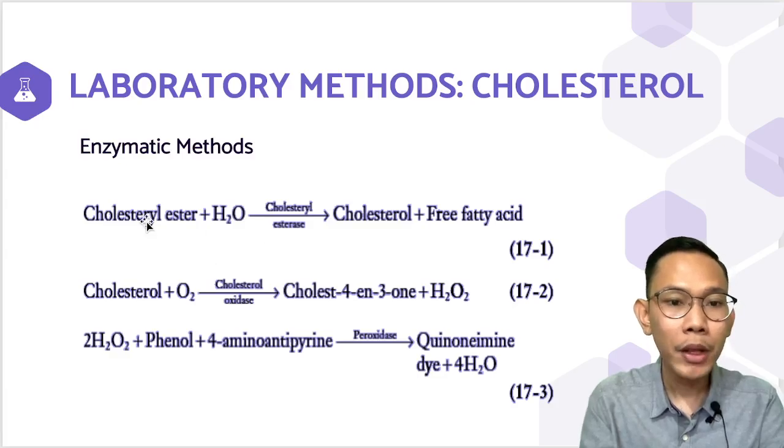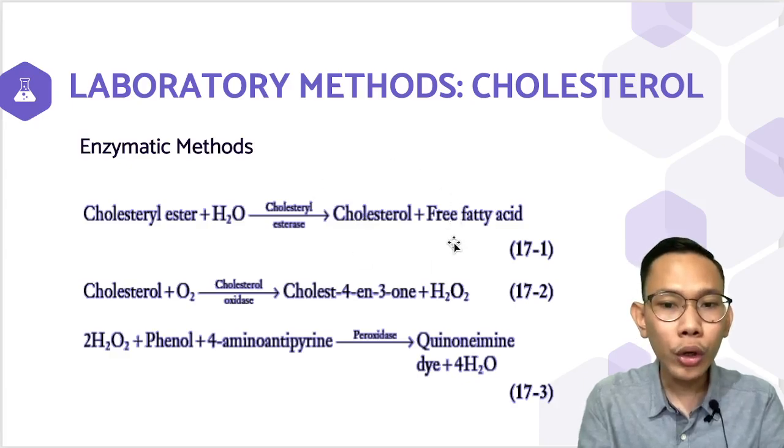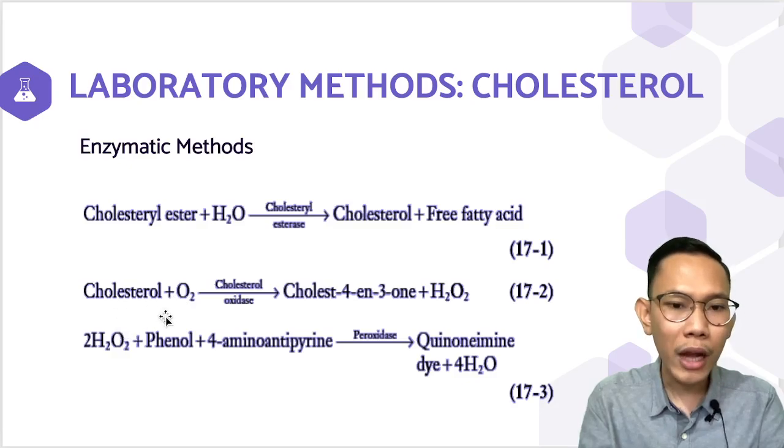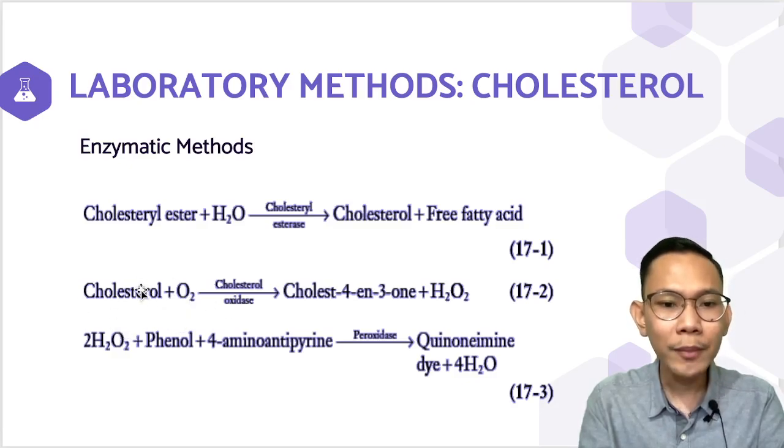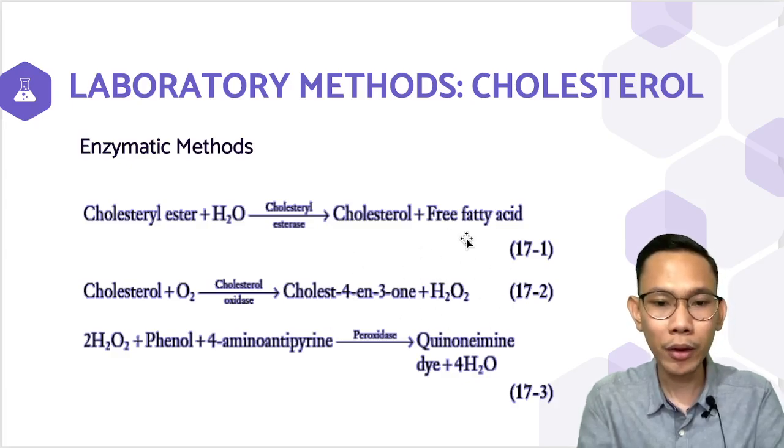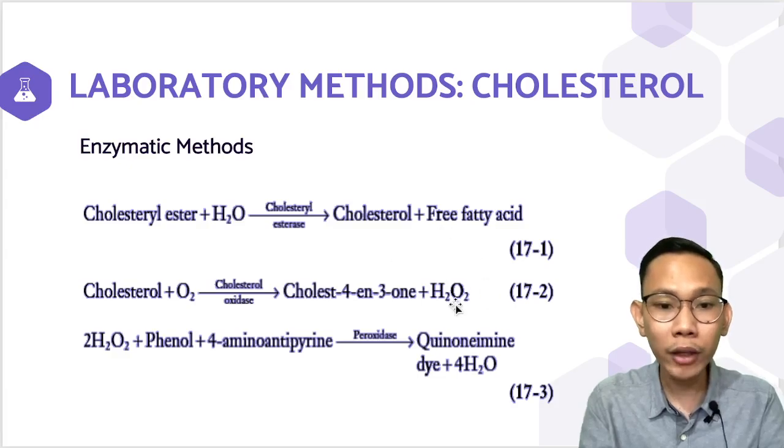So what happens here? Let's see. Your cholesterol ester, with the combination of water, will be acted upon by your cholesterol esterase, forming now your cholesterol and your free fatty acid. Your cholesterol, with the action of added oxygen, will be acted upon by your cholesterol oxidase, forming this product and your hydrogen peroxide. Of course, we prefer the hydrogen peroxide.